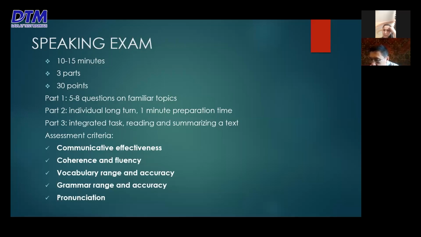And part 3 is an integrated task. So you have to read and summarize the text. You'll be given a reading passage with around 200 words. You have to read it within 2 minutes. As you see, there are 5 requirements of the CEFR speaking test. The first, communicative effectiveness, coherence and fluency, vocabulary, grammar, and pronunciation.